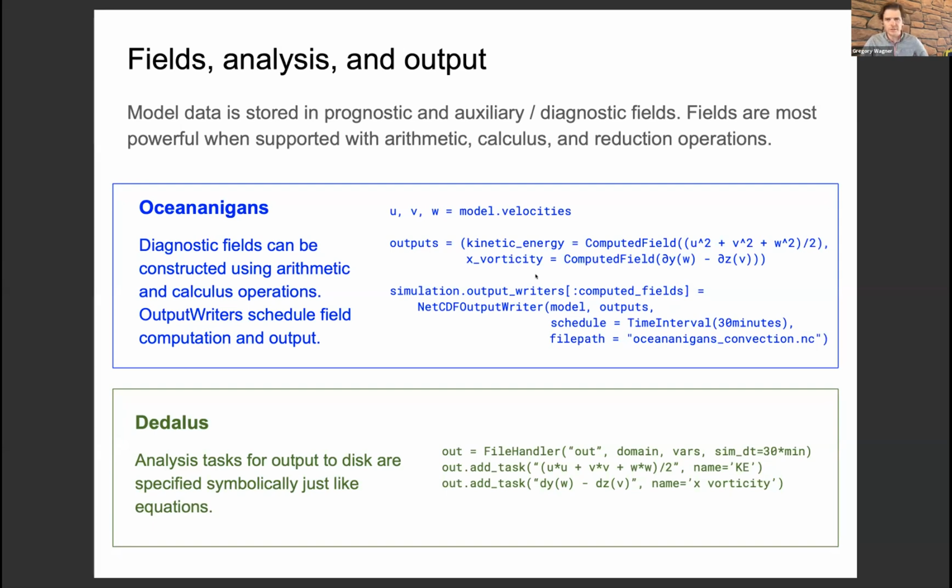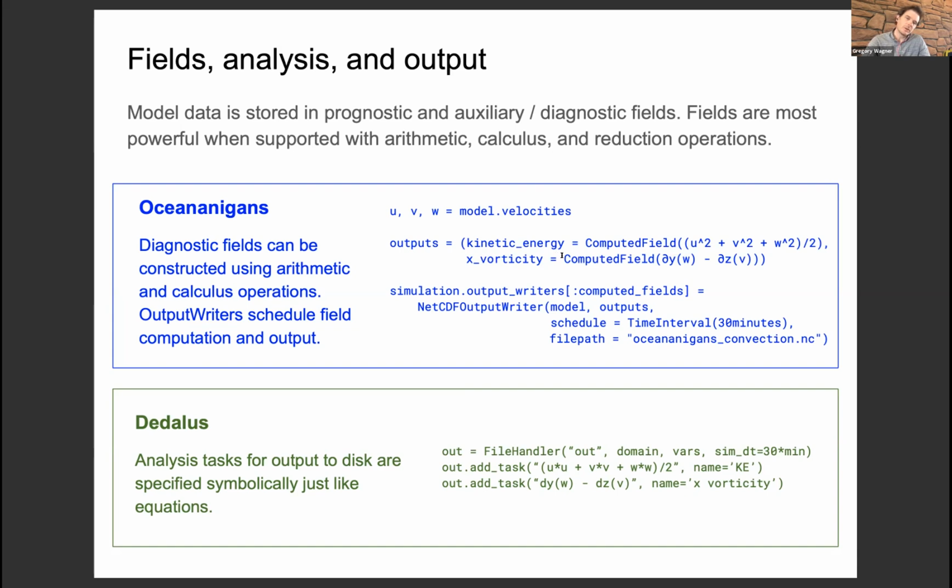In the best case, the field abstraction is also equipped with an infrastructure for constructing analysis tasks. So, for example, in Oceananigans, we're able to use the native arithmetic operators that Julia provides, and we've also defined some calculus operators of our own that allow users to define analysis tasks such as computing turbulent kinetic energy or the X component of vorticity.